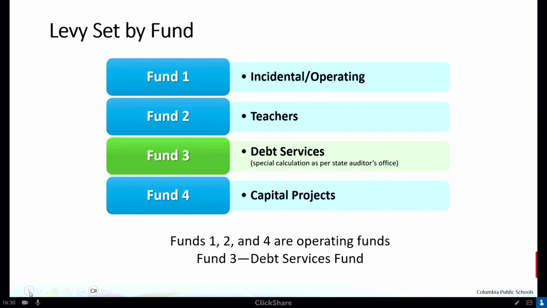Fund 1 is our incidental or operating fund, and Fund 2 is our teachers fund. But when we talk about our operating fund for the district, we usually lump those 2 funds together as our operating fund. Fund 3 is required to have a separate levy set specifically for our debt service, and that's to repay our general obligation bonds, our debt. That is a special calculation that is separate from our operating and capital projects. We do put some of our tax levy funding and our property taxes toward our capital projects fund as well. So for the purposes of setting the tax levy, Funds 1, 2, and 4 are considered operating funds, and Fund 3 is separate for our debt service fund.